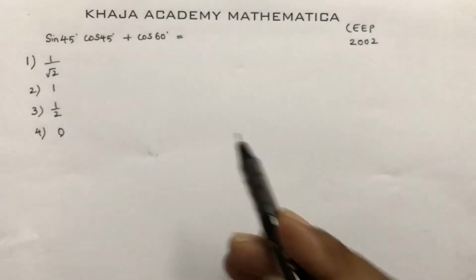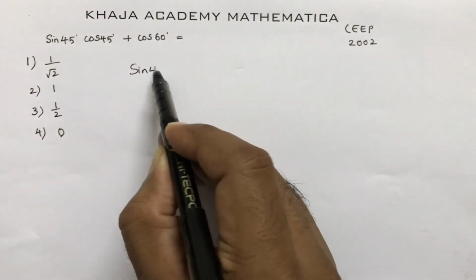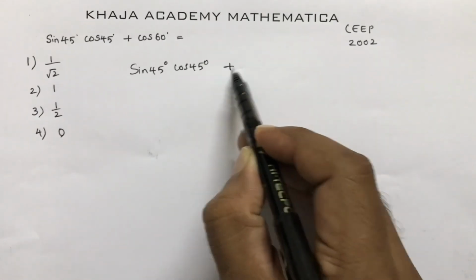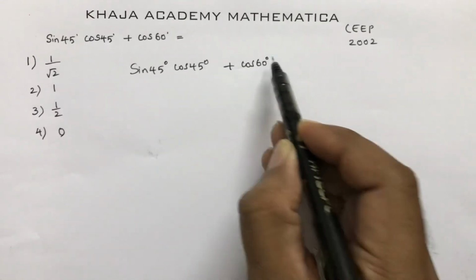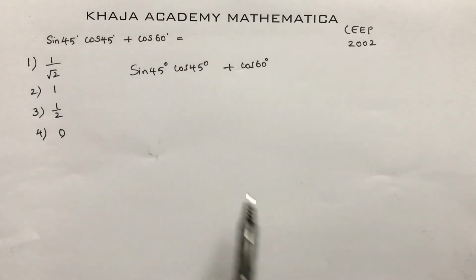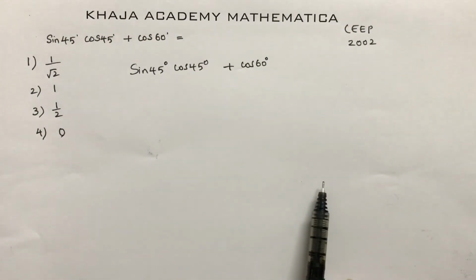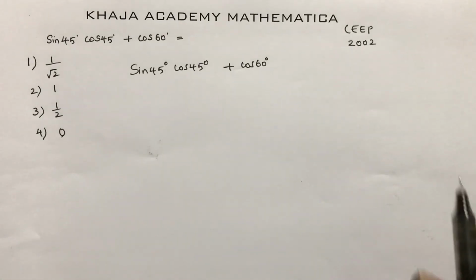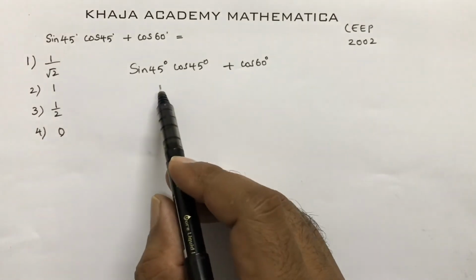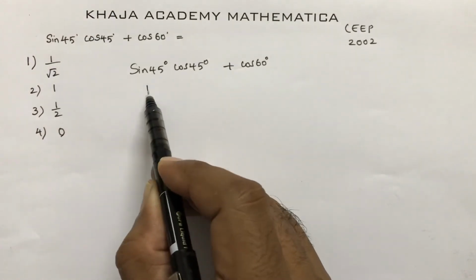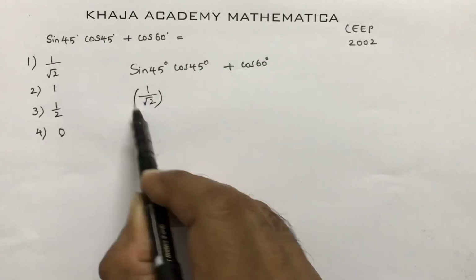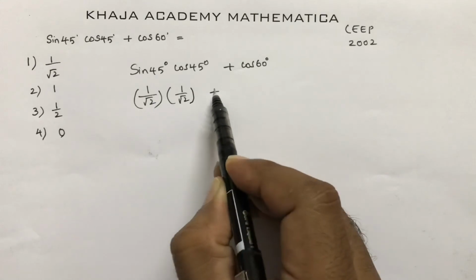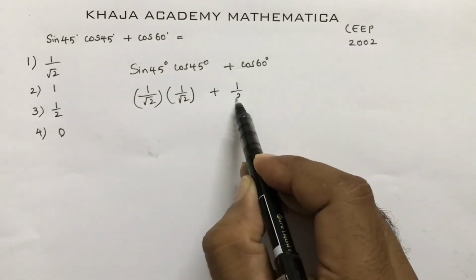Here we need to find sin 45 degrees cos 45 degrees plus cos 60 degrees. Now see here, this problem is based on the values. So I'll share the trigonometric table, with the help of the link in the description. From the table, sin 45 value is 1 by root 2, cos 45 is also 1 by root 2, plus cos 60 value is 1 by 2.